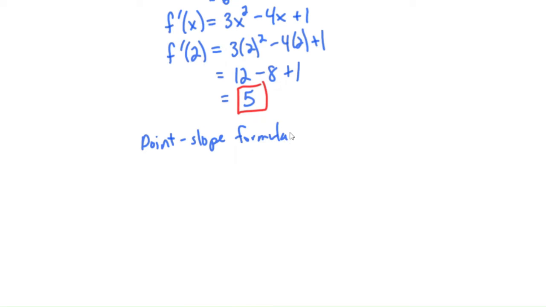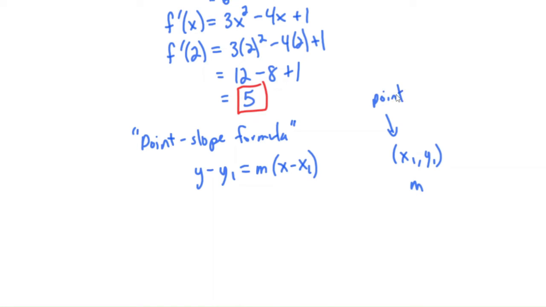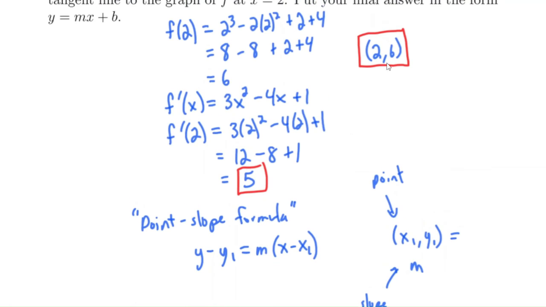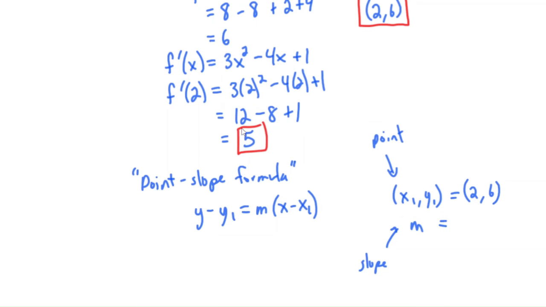The point-slope formula from algebra is y minus y1 equals m times x minus x1, where (x1, y1) is your point and m is your slope. We know that our point on the line is (2, 6), and the slope of our line is 5. Remember, f of 2 was 6. That's how we got the 6. f prime of 2 was 5. That's how we got the slope to be 5. Now we just need to plug it in here.